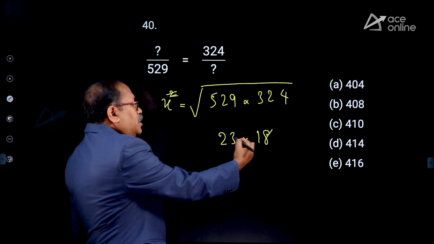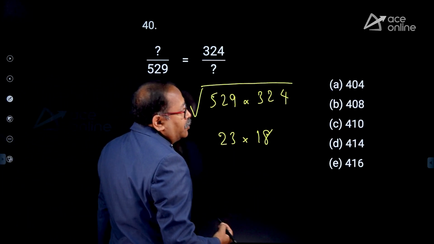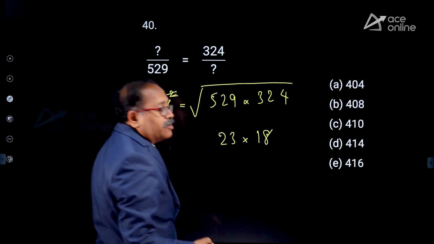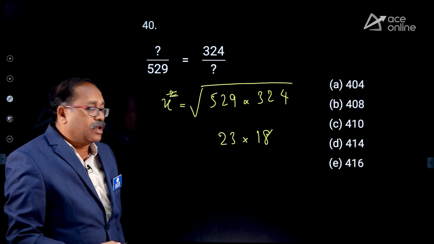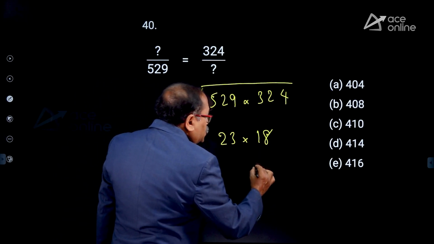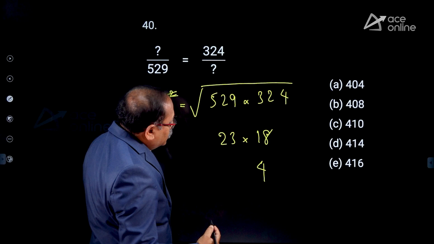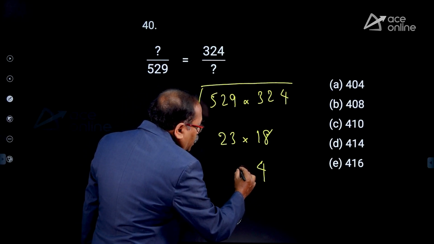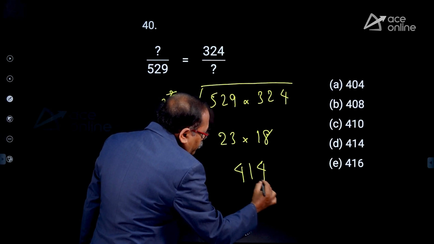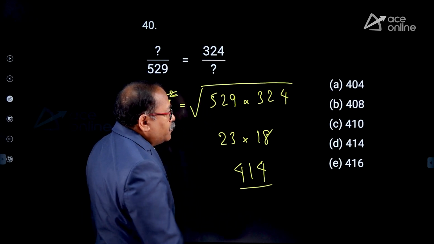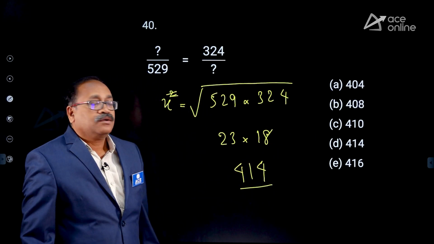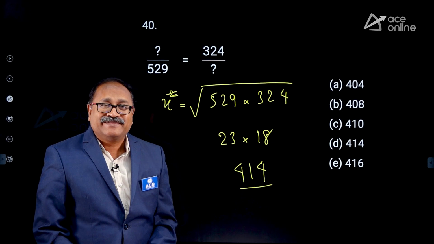So here 18, 3 is 54. So 4 is there, but multiple options are there, so I need to complete the calculation. 18, 3 is 54, carry 5, and 18, 2 is 36 plus 5 is 41. So do we have any option? 411? Yes. Option choice D.